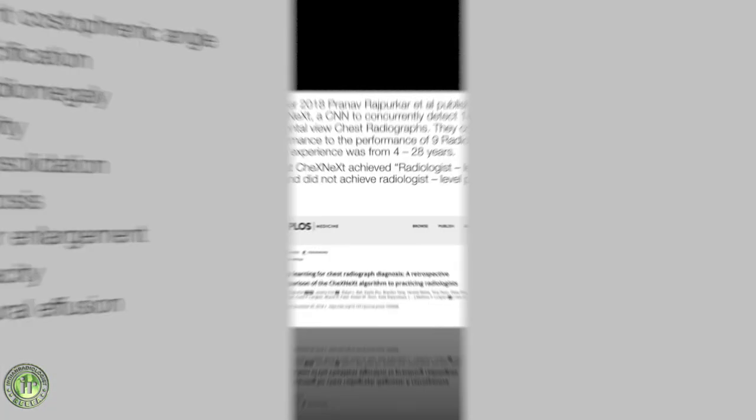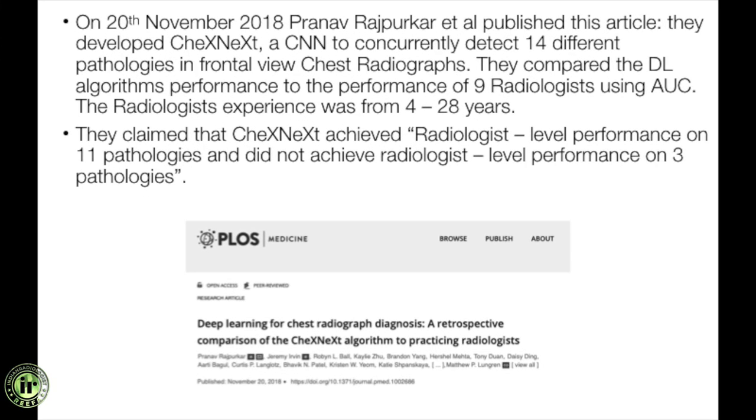Now, the Stanford group, again in November 2018, published their follow-up article. They developed something called a CheXNeXt algorithm, a CNN to concurrently detect 14 different pathologies in frontal view chest radiographs. And they compared the performance of their algorithm to the performance of 9 radiologists using our now well-known metric, the AUC or area under the curve. The experience of the radiologists in this study was from 4 to 28 years, and they claimed that CheXNeXt achieved radiologist level performance on 11 pathologies that they evaluated and did not achieve radiologist level performance on 3 pathologies.